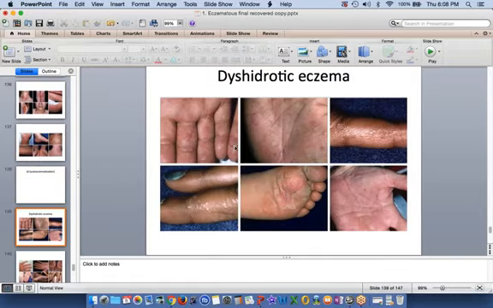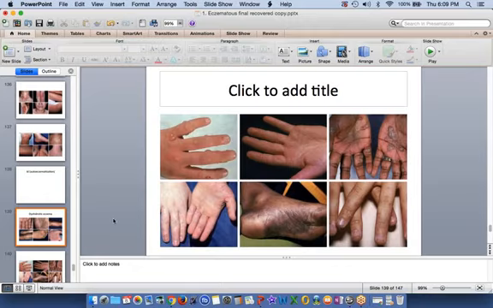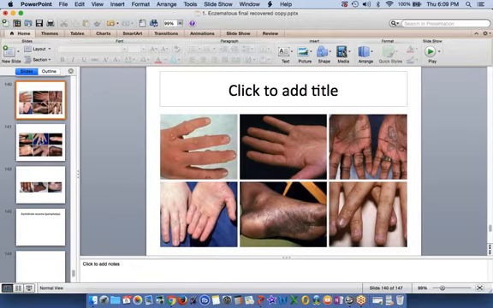This dyshidrotic eczema could be a pure form, or could be a reaction to a fungus on the feet. So I always tell people, if you see someone with this dyshidrotic eczema, don't get lazy. The first thing you should do is take their shoes off and start examining the feet for onychomycosis and tinea pedis. And if you find out that they have that and you treat that, by golly, you're going to get rid of their condition for life.